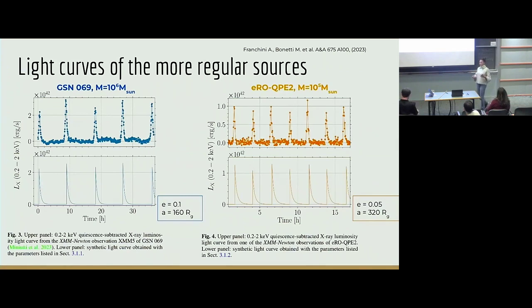so that the MRI can precess both apsidally and nodally, although the nodal precession is very long, and the disk can also precess nodally. The disk precession in these two cases is not terribly relevant because it's very long, so it doesn't make a huge effect on the light curve. And these were the sources that were the easiest to reproduce just because of their more regularity.